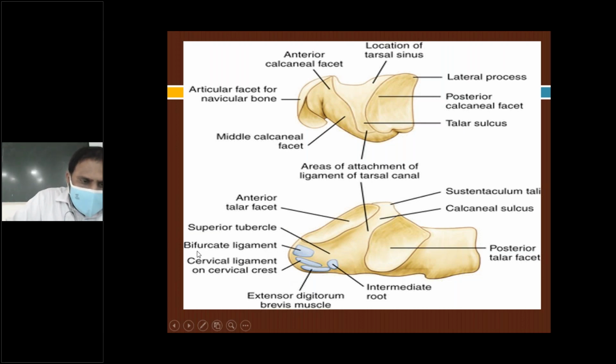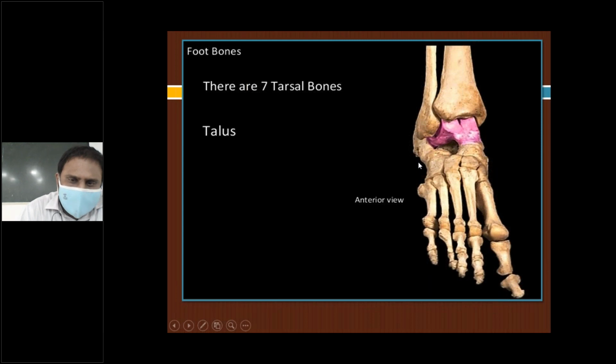The bifurcated ligament and cervical ligament. The cervical ligament, or cervical crest, and below it is the extensor digitorum brevis muscle and intermediate root. Then the posterior talar ligament. Okay, whole body. That's the talus. Next, talus view.